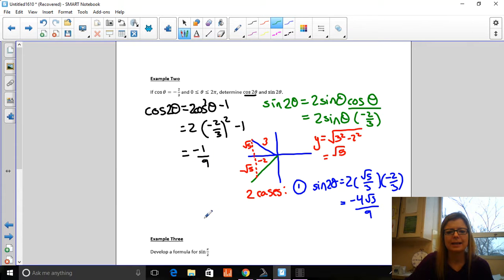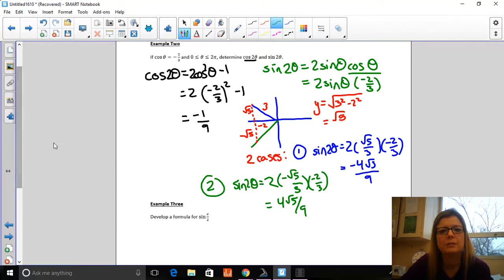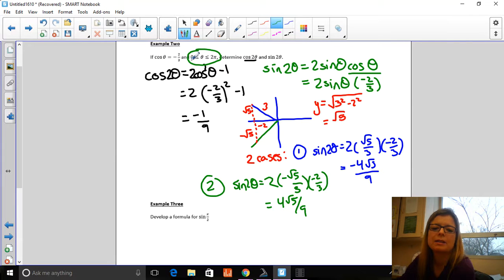And then our second case is if it terminates in quadrant 3, then sine 2 theta would be equal to 2. And then sine theta in this case is negative, so negative root 5 over 3 times minus 2/3. So your solution here would be 4 root 5 over 9. So one is positive and one is negative. You just need to indicate the understanding that there are two possible solutions because it only gives us that theta occurs between 0 and 2 pi. So we don't know if it terminates here or here. So we present both cases.